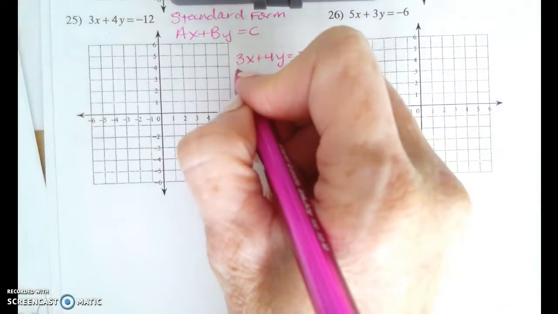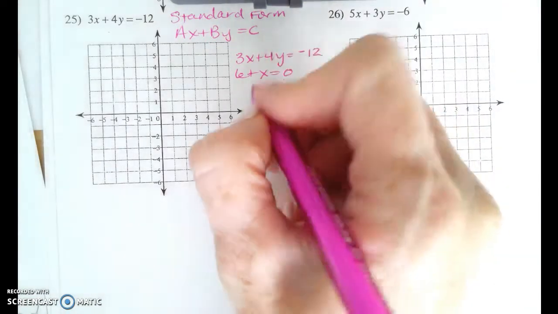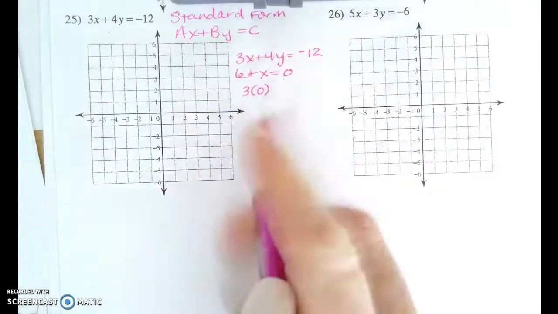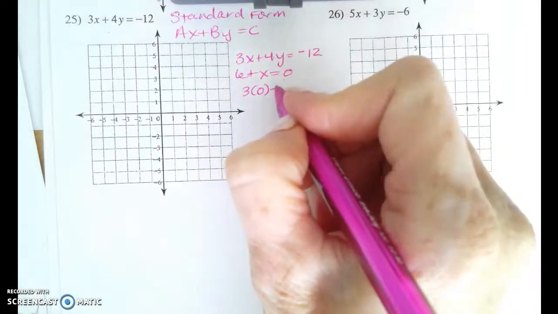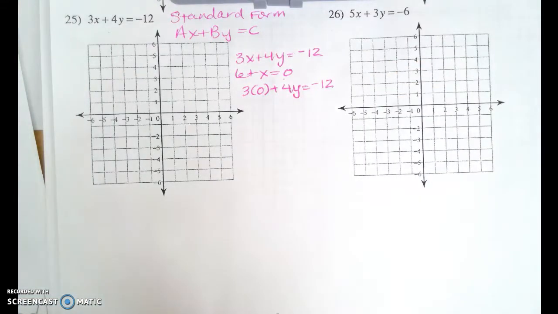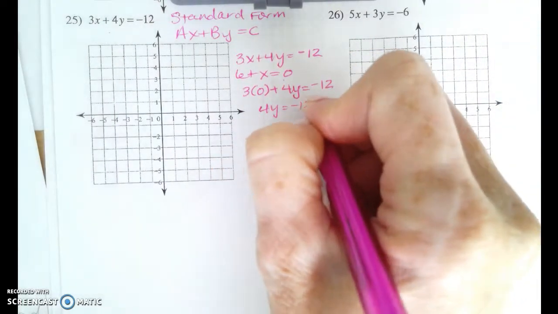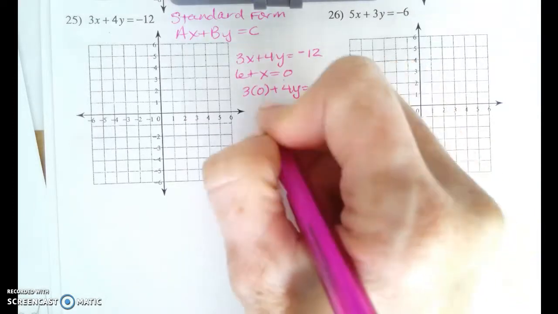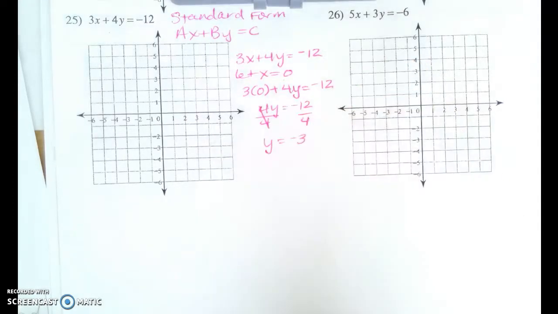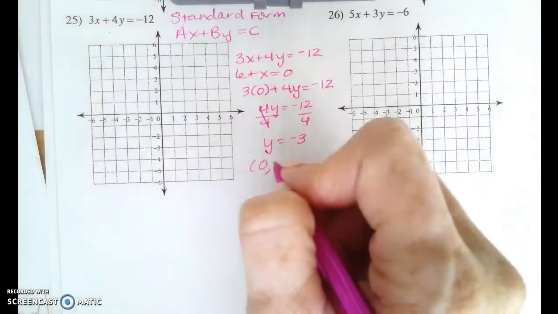And let's see what happens if we let x equal 0. If we choose an x value of 0, we're looking for a y value that would make this true. So if x is 0, I'm going to put that in for x. I get 3 times 0 plus 4 times y equals -12. Okay. Well, 3 times 0 is just 0, so I get 4y equals -12. And when I divide by 4, I get y equals -3. So when x is 0, y is -3.